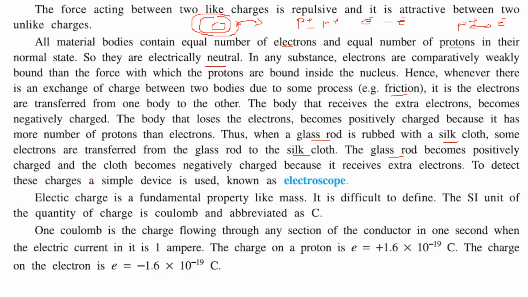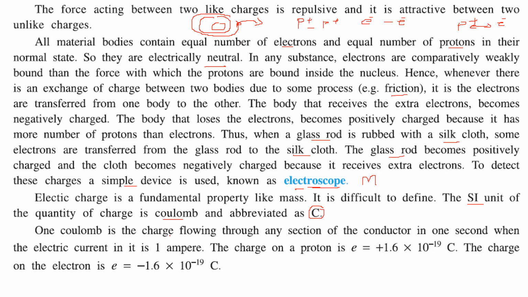In order to detect these charges, we have a very simple device which is known as an electroscope. So electric charge is a fundamental property, just like mass. Just like mass, the charge is also an electric property. And the SI unit of charge is coulomb. We'll abbreviate it with C, capital C.